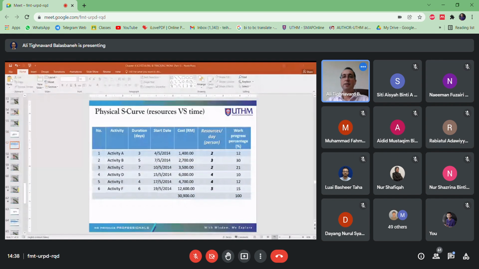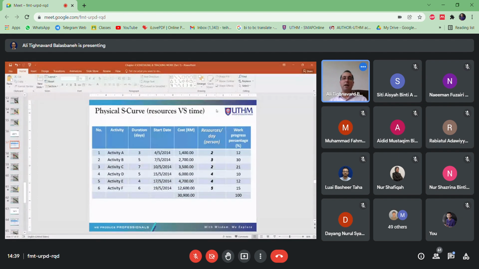This is your example. This is your question. Take a look at the activity. You already got the duration, a start date, the cost, which you don't need at this moment. But what you need is resource. It means how many workers you need every single day. This physical S-curve is based on the resource. Okay, ignore the last column and work progress. Just focus on resource per day.